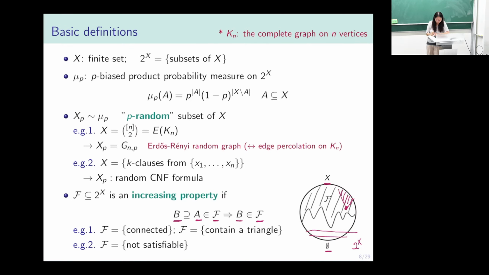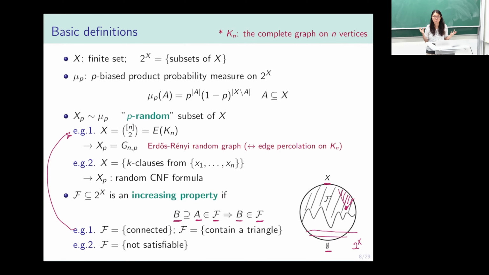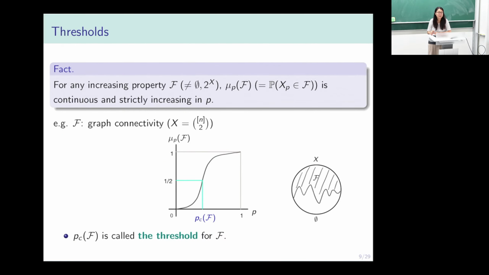One example is this. In the first example, if we consider X to be n choose 2, then the collection of all connected graphs, or the property of being connected, is an increasing property, right? Because adding an edge does not destroy this property. Another example is containing a triangle. Let me skip the second example and move on to the next slide, where I'm going to define thresholds.